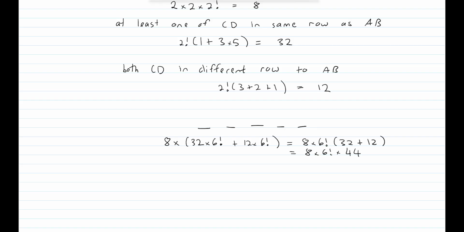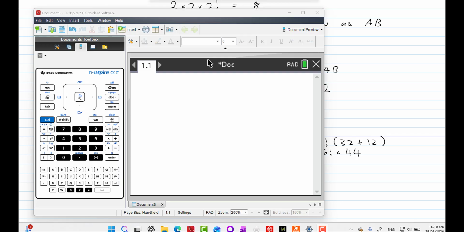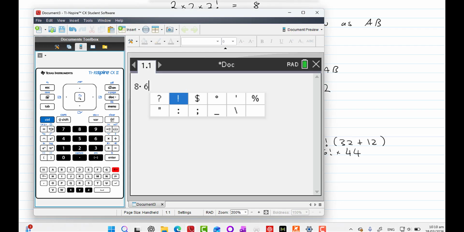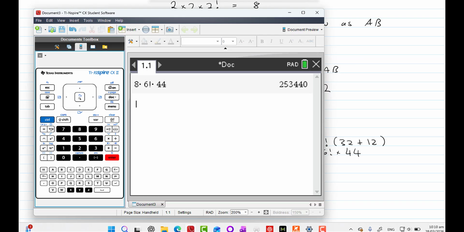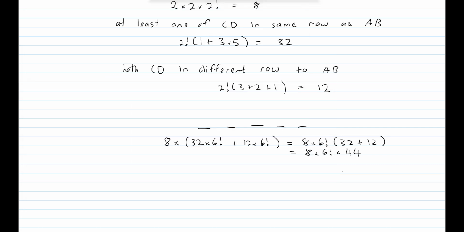And we can just work that out on the calculator. So we'll bring the calculator up. So we get 8 times 6 factorial, and then times 44. So that's 253,440. Okay, so that's the first case with A and B at the ends of the row.